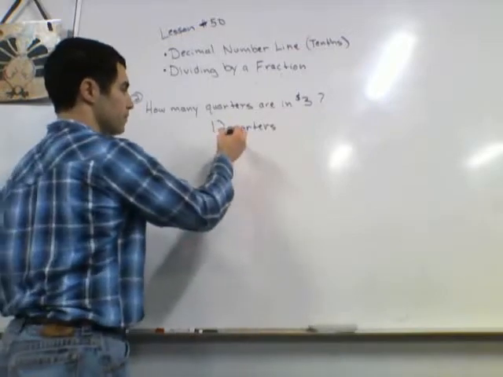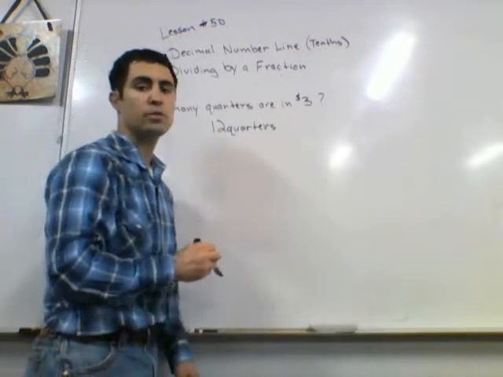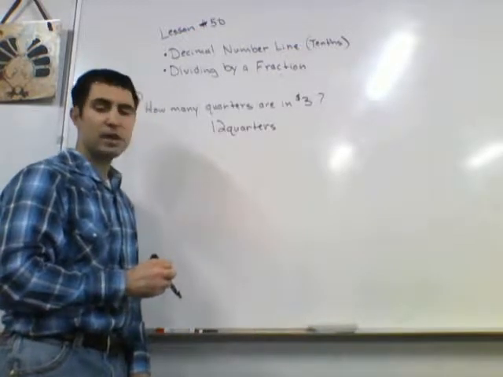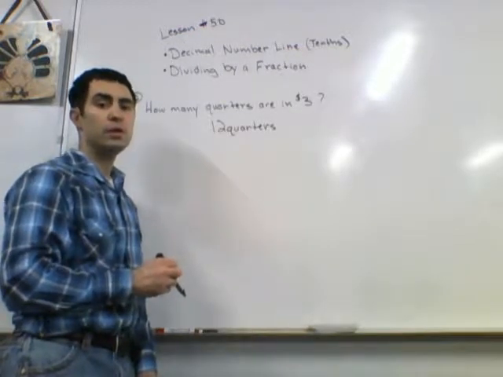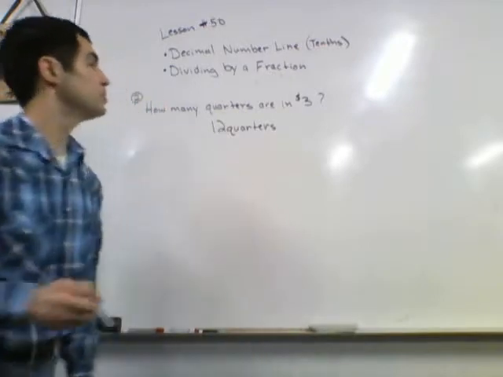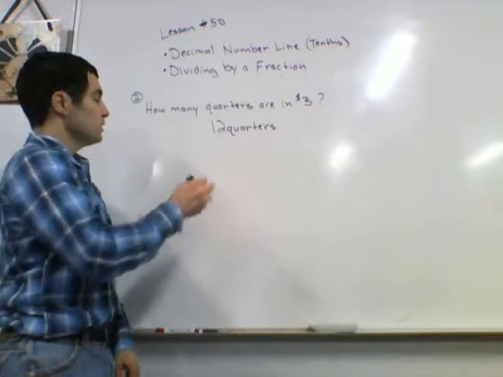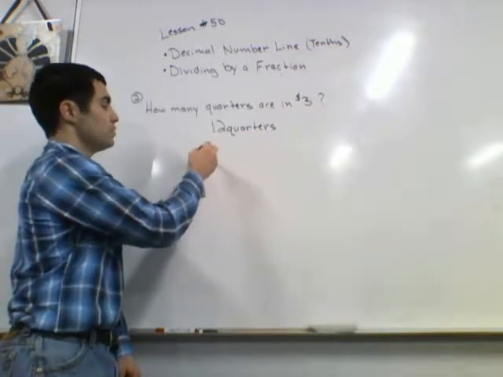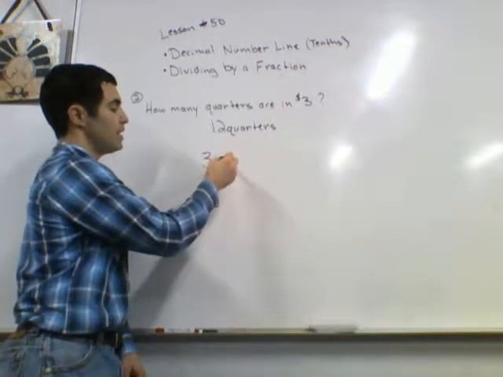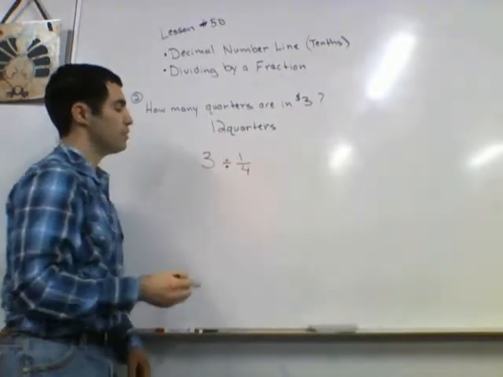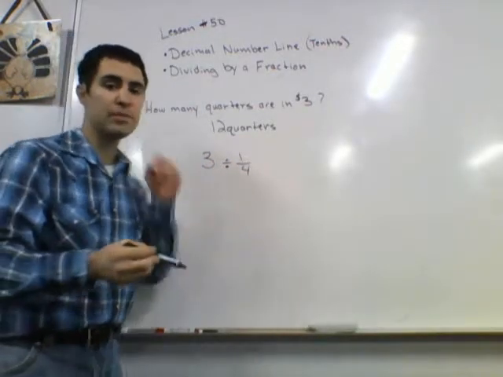Okay? That's the answer, 12 quarters. But there is a different way that I think you guys really need to learn in order to get good at this, and I'm going to show you that alternative method. So basically what we're saying is we have $3, and we're going to divide that by a quarter, which is the same as 1/4. Now let's do a side lesson to review something really quick.